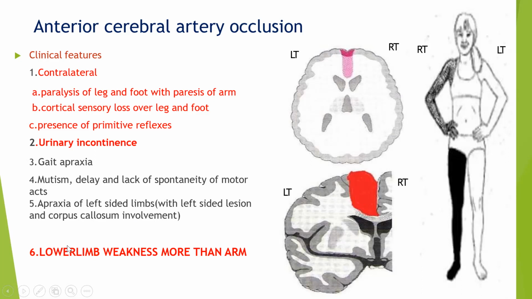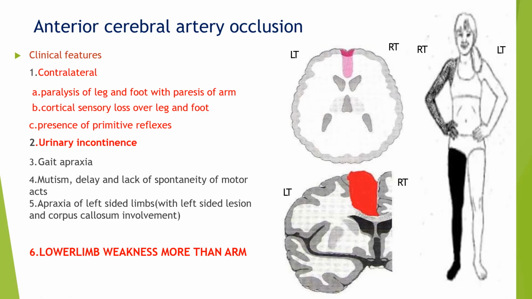So the point is, lower limb weakness will be more than the arm. You can see this is light and this is dark, because the patient will have more weakness in the lower limb. So the salient features of anterior cerebral artery involvement: one, the patient will have hemiplegia; two, urinary incontinence; and three, lower limb weakness more than upper limb weakness. These 3 points are important to tell in the examination, as well as in the history taking. When you are examining, you should clinically demonstrate that the patient is having predominantly lower limb weakness.